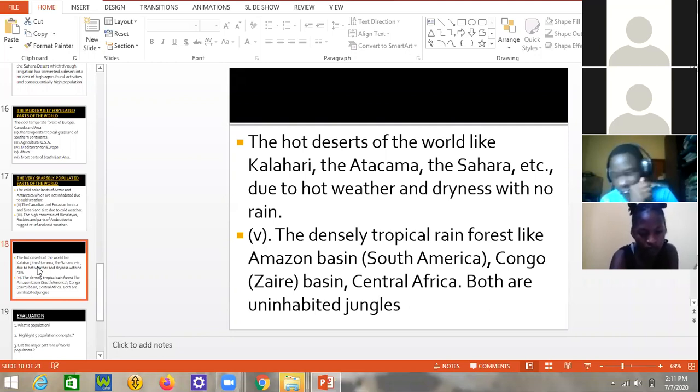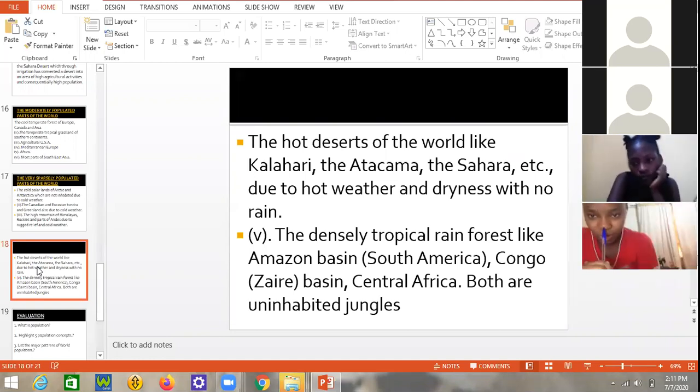Brazil is one. Okay, so all these countries in South America or the Amazon Basin have a very low population. Why? Because the area is mostly rainforest.